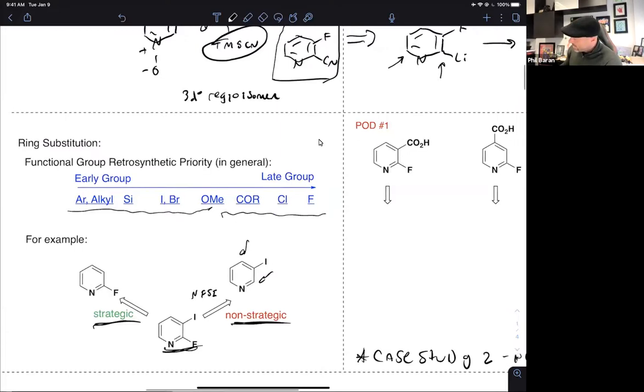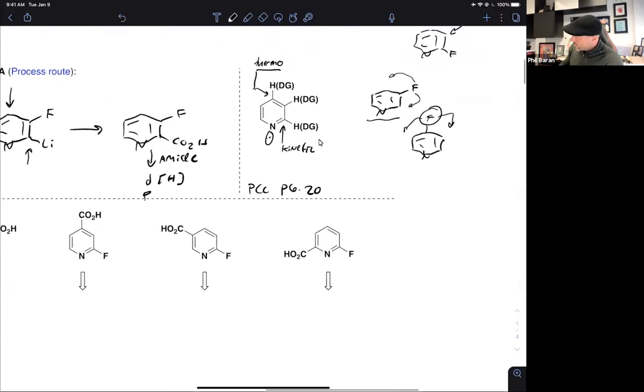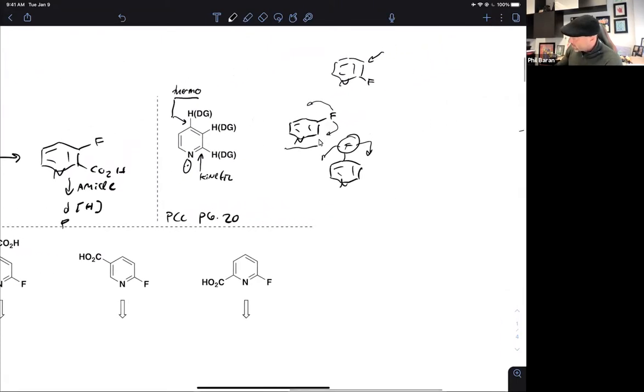Let's take a look at how this can work in the context of problem of the day, number one. There's a question from the outside. So let's hear it from Max. I just want to clarify a bit. When you have a C3 directing group, how do you get C2 or C4 selectivity in the deprotonation? The question from outside is, if you have a C3 directing group, how do you get control?